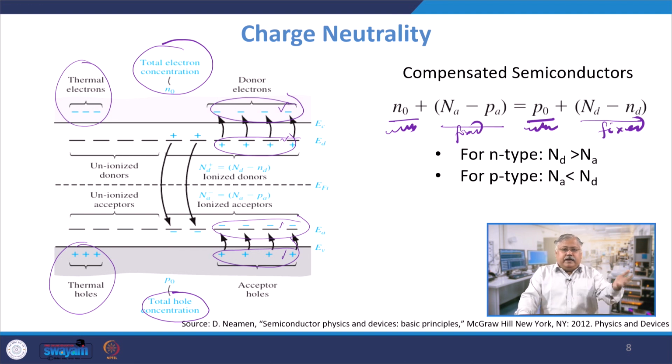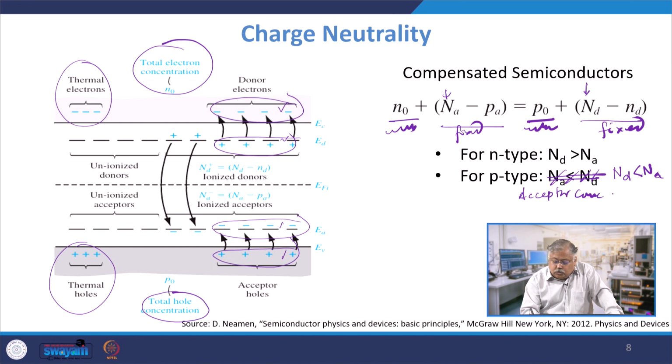However, if you want to generate an N type, you will have to make your Nd much larger than Na, then this becomes much larger than this, and therefore the semiconductor is uncompensated. Similarly, if you want to make it P type, your acceptor ion concentration should be much larger. So this is a mistake here. Both are the same. This should be Nd less than Na, so please make a correction. Na must be much larger. The acceptor ion concentration should be much larger than the donor ion concentration, because you will be accepting electrons, converting them into charges, and these are fixed ions which are there.